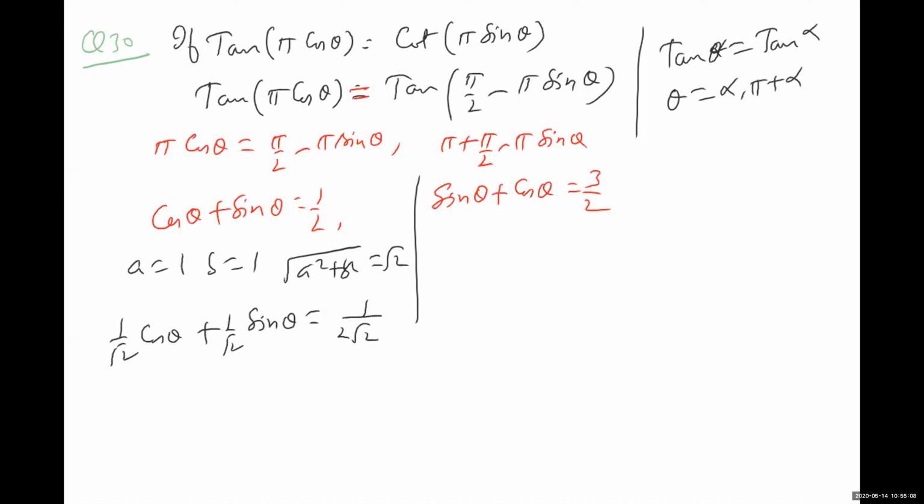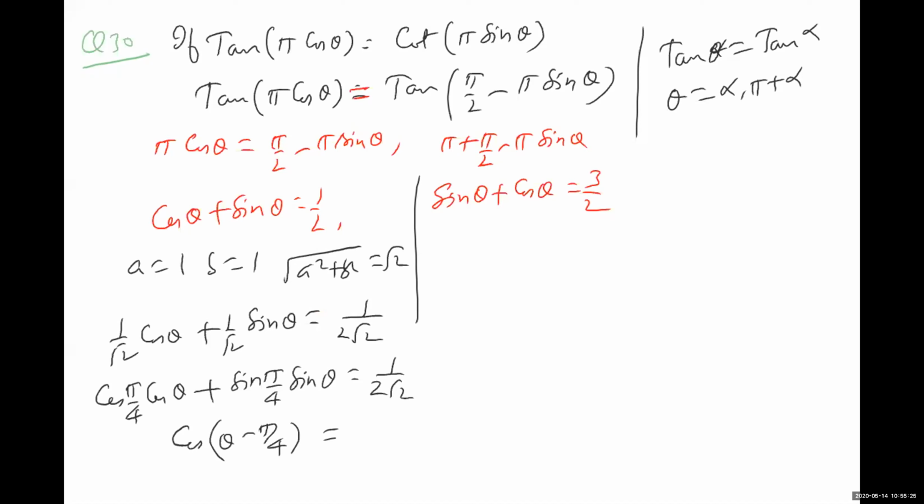So this you can write as cos pi by 4 cos theta plus sin pi by 4 sin theta is equal to 1 upon 2 under root 2. So cos of pi by 4 minus theta, or theta minus pi by 4. Cos A cos B plus sin A sin B is equal to 1 upon 2 under root 2. This is one you are getting from here.